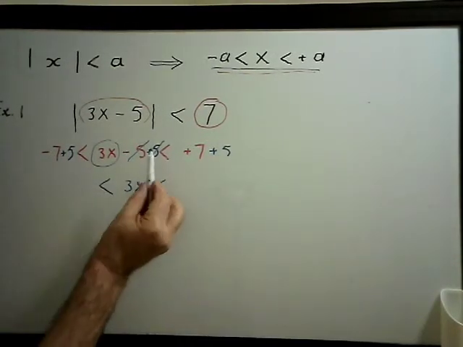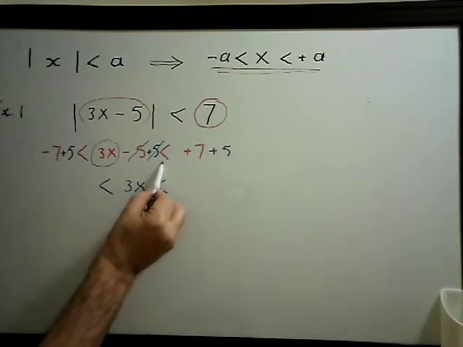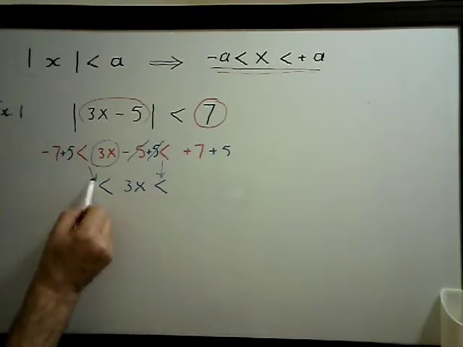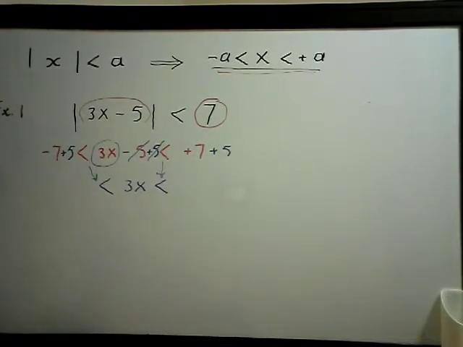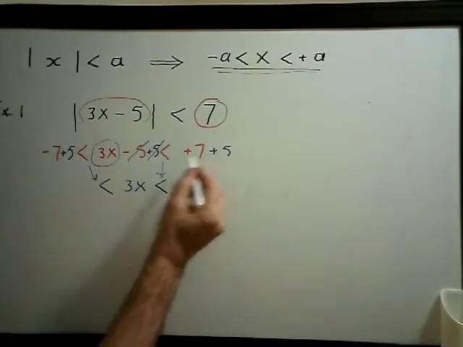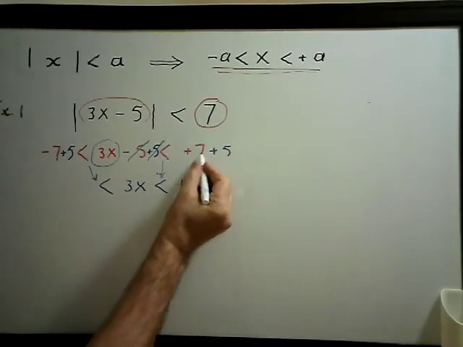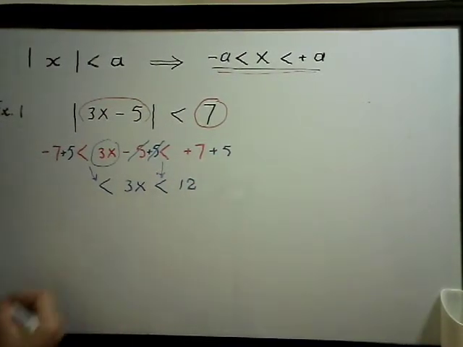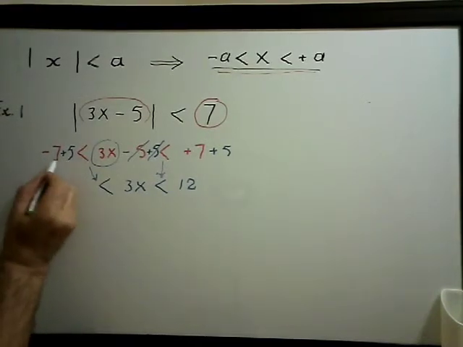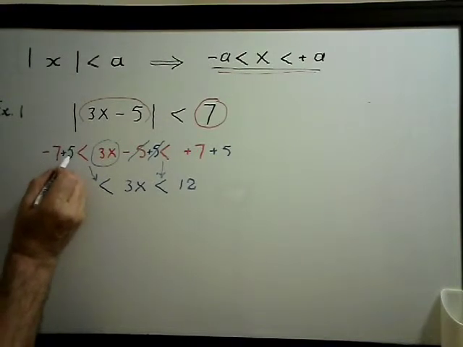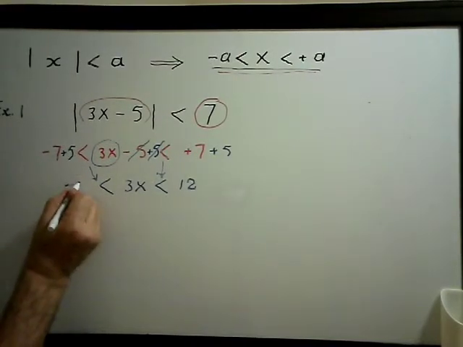The sign of inequality never changes, because adding or subtracting any number will not change the sign of inequality. Here together, adding plus 7 and plus 5, it will be plus 12. Here, the difference, because they are different in sign, negative 7 and plus 5, that means negative 2.